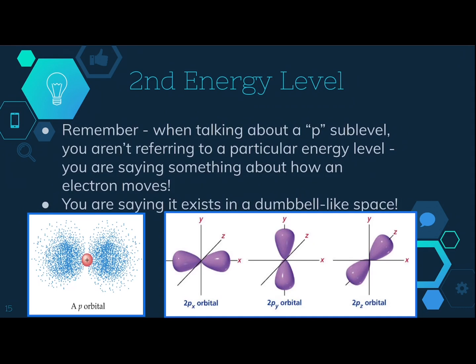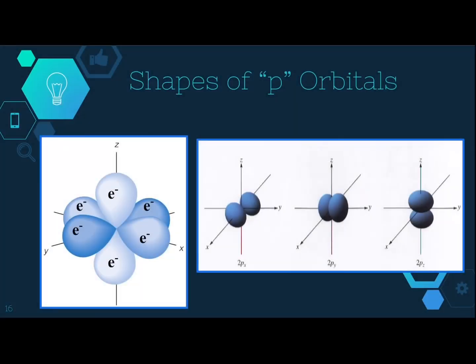So again, when I'm talking about a P sublevel, I'm not referring to a specific energy level. I'm just saying kind of the shape of the electron and where it's moving in space. So for P, it exists in a dumbbell-like space. Again, on that picture with the blue dots, those are just all the possible locations that the electron could be in this orbital. And then the purple ones are, again, kind of showing the shapes that they could make.